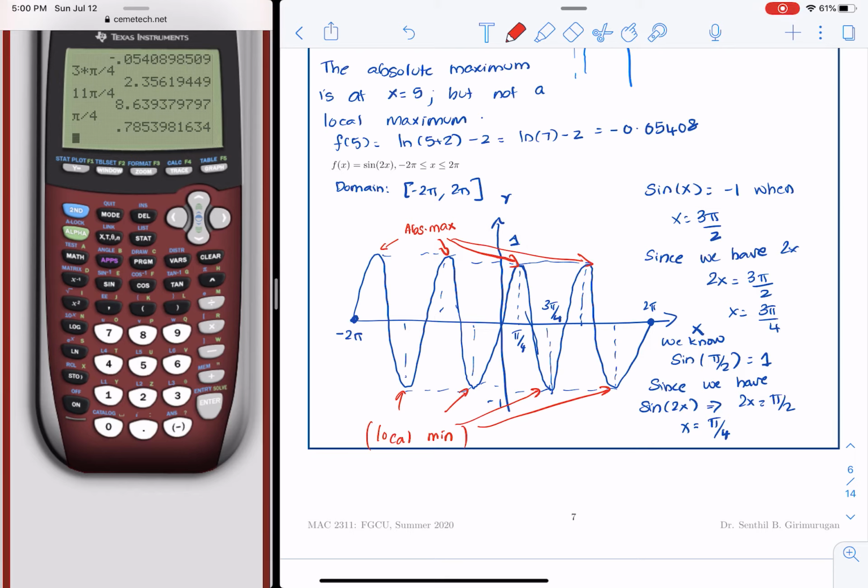Why is that? At the endpoint over there, we get 0. So that would be the absolute minimum. And that here would also be the absolute minimum. So all of the absolute maximum values here are also local max values, because I can draw intervals of this sort around the point.